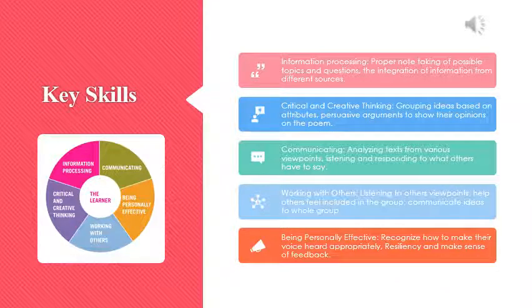Key skills. Here, we will go over the 5 key skills of the Leaving Cert curriculum and show how each of them have been met through various tasks in this lesson. Information processing: proper note-taking of possible topics and questions, as well as the integration of information from different sources, such as the class and the teacher. Critical and creative thinking: grouping ideas based on attributes, as well as persuasive arguments to show their opinions on the poems. Communication: analyzing texts from various viewpoints, listening and responding to what others have to say. Working with others: listening to others' viewpoints, helping others feel included in the group, and communicating ideas to the whole group. Being personally effective: recognizing how to make their voice heard appropriately, resiliency, and making sense of the feedback.